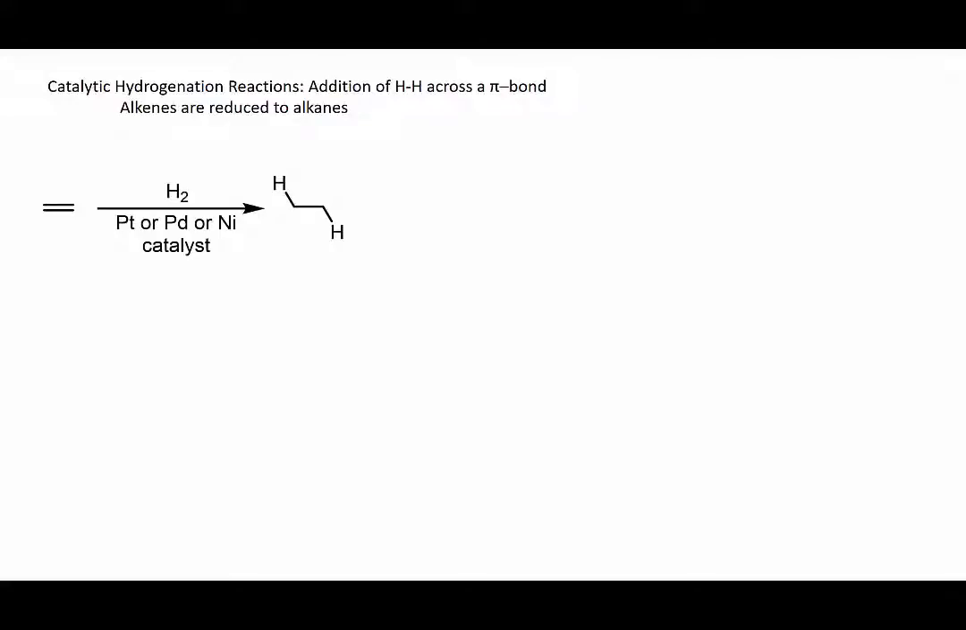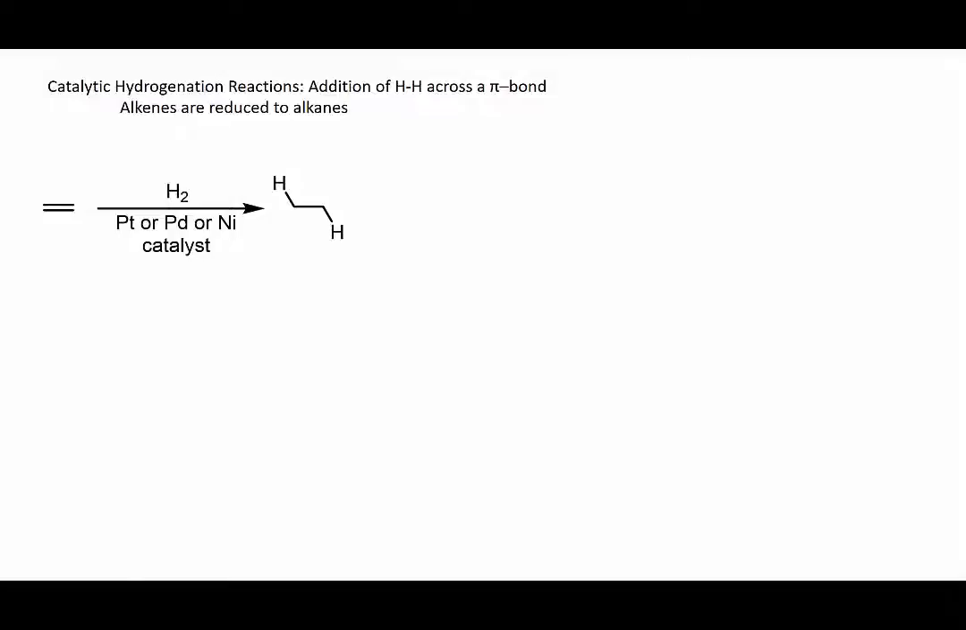Let's talk about methods to reduce alkynes. A lot of the reactions that we see with alkynes are very similar to the reactions that we see with alkenes. For example, catalytic hydrogenation reactions will add hydrogen across a pi bond. Notice that it says a pi bond and not an alkene. Pi bond is pretty open, which means you can reduce other pi bonds with catalytic hydrogenation.